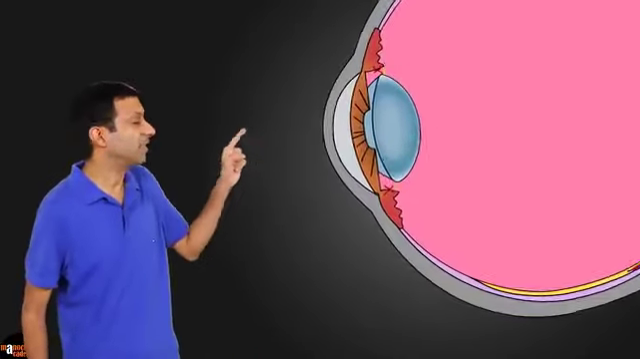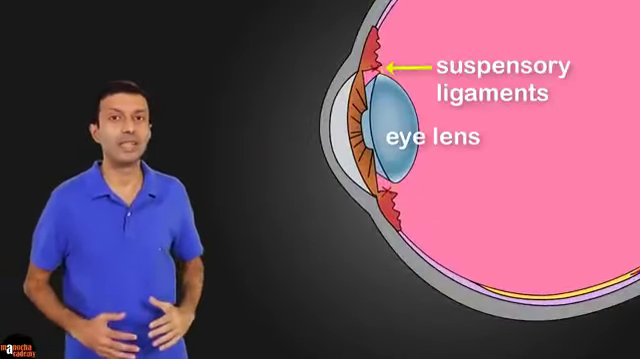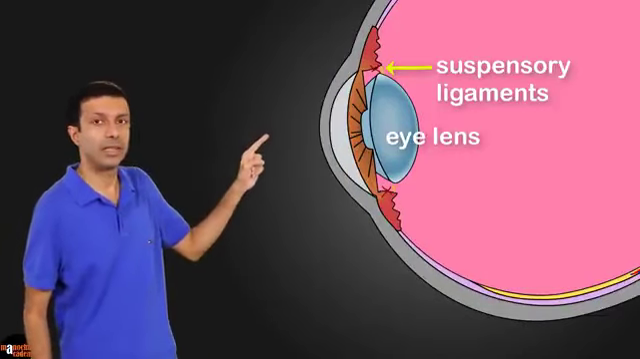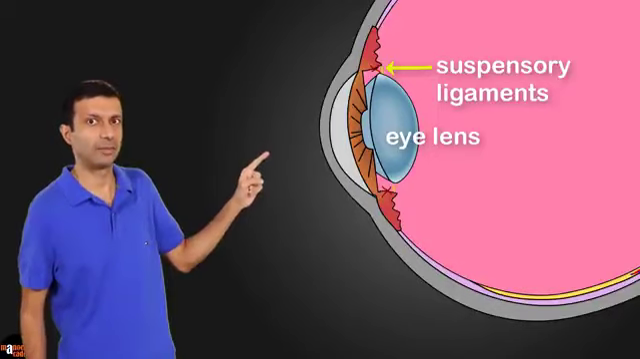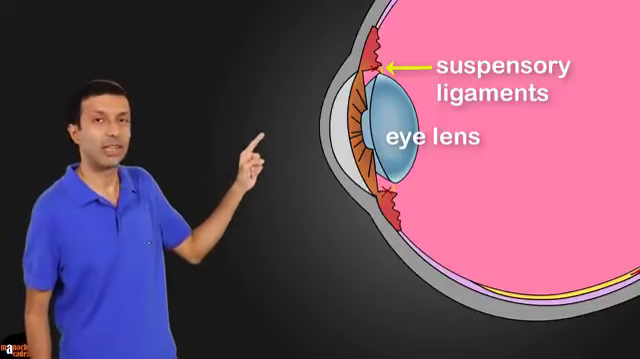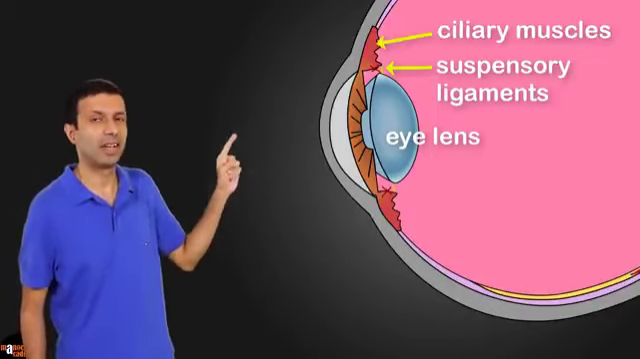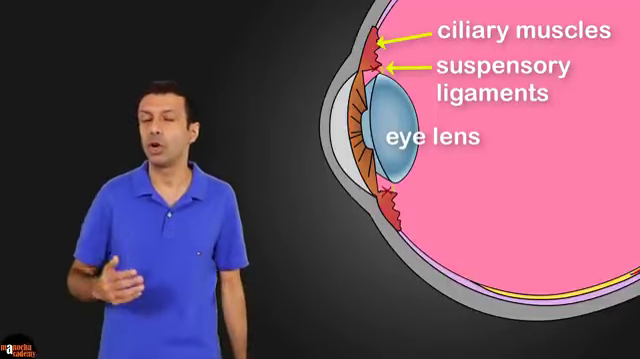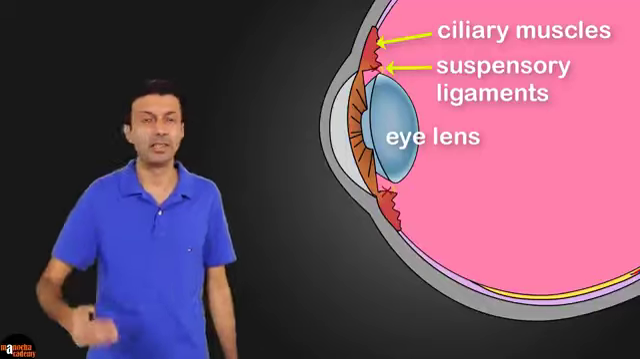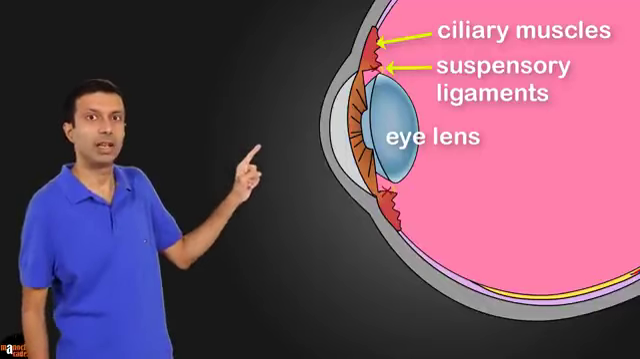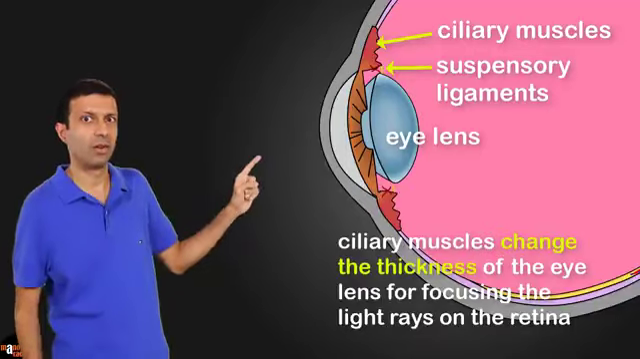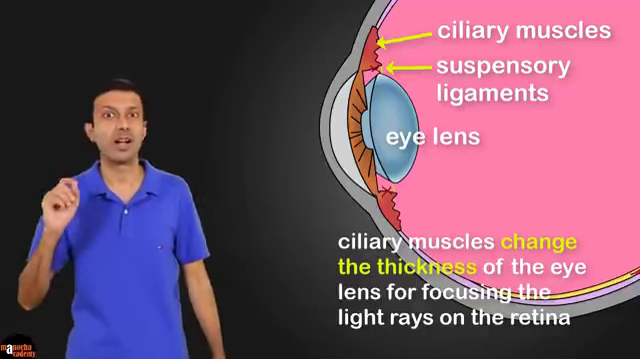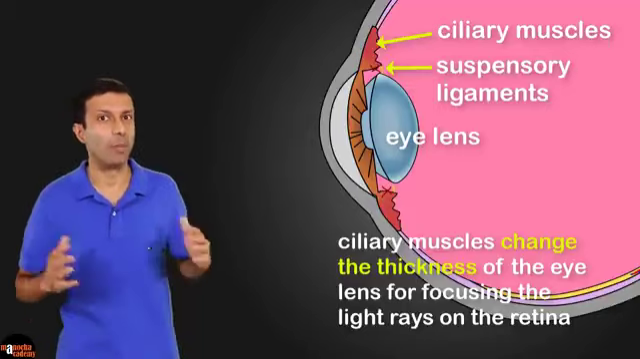The eye lens is held in position by suspensory ligaments. One end of the suspensory ligaments is attached to the eye lens and the other end is attached to the ciliary muscles as shown here. Now, depending on the distance of the object that we are looking at, the ciliary muscles change the thickness of the eye lens to focus the light rays on the retina. This gives our eye the power of accommodation.